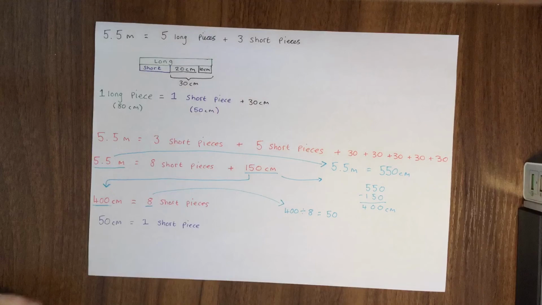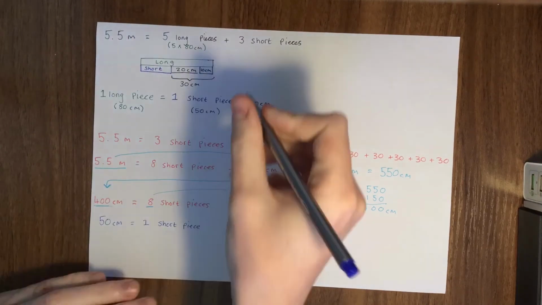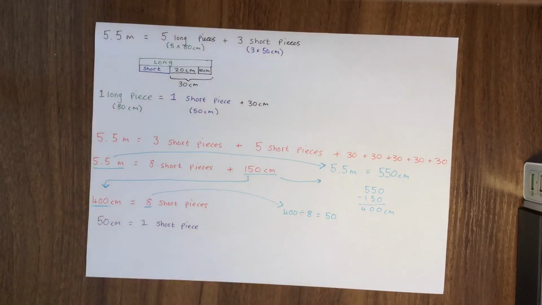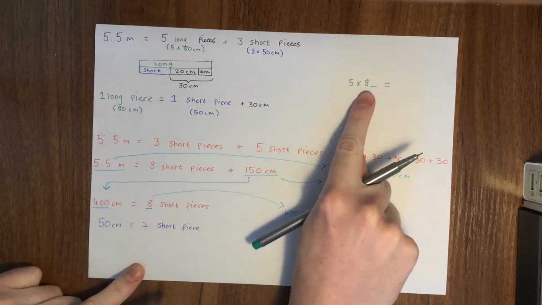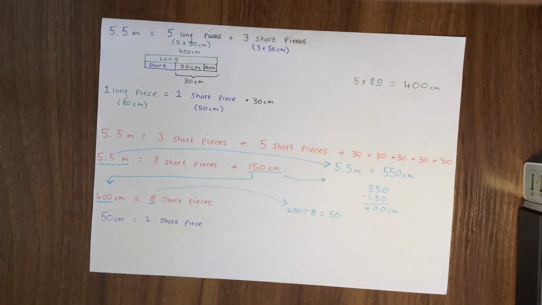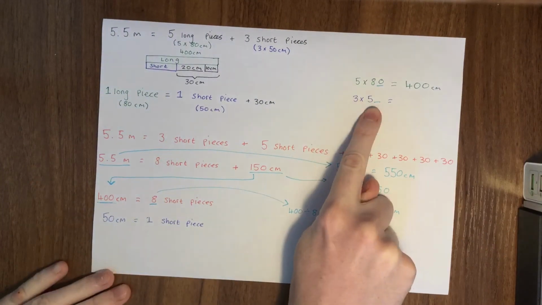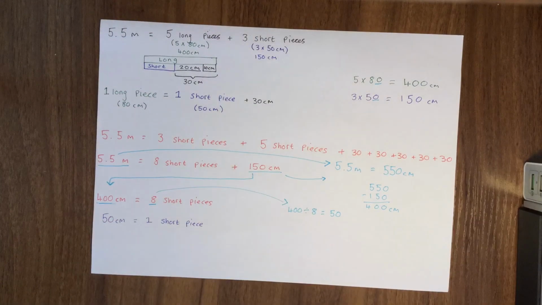3 short pieces. I now know that those are 50 centimetres each. 3 times 50, 5, 10, 15 times by 10, 150 centimetres. My 5 long pieces, well, I can do it 2 ways. I can either work out 5 times 50, which is 250, and then add on 5 lots of 30, which is 150. 250 add 150 makes 400. Or, of course, I can fill in the missing number.